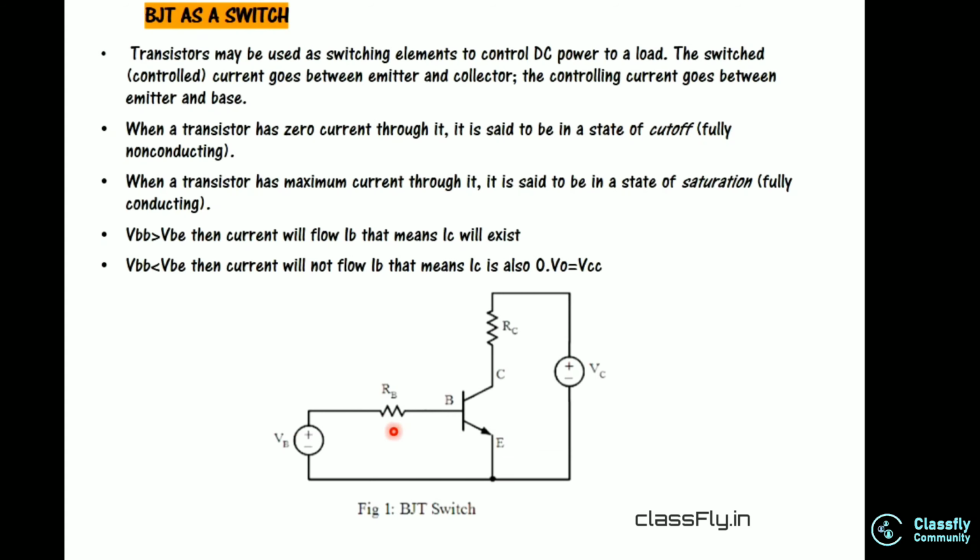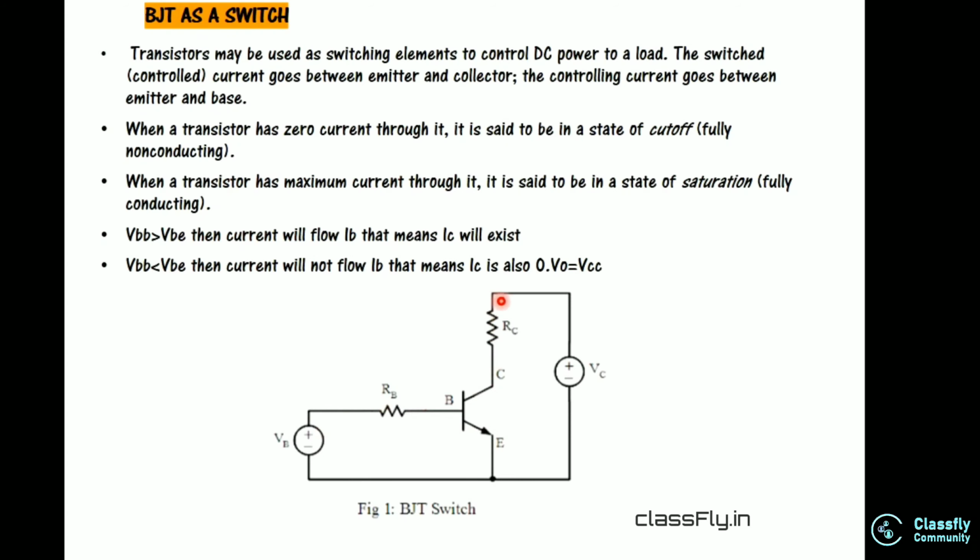But it will start working as a switch, or be turned on and give us the required output, when VBB is greater than 0.6 to 0.7 volts. That means the voltage across the BE will be less than VBB. At that point the base current will start flowing, which means IC will also exist. This states that the transistor has the maximum current. As the base current is there, IC will also be there, because VBB is greater than VBE. So IB is there as well as IC.